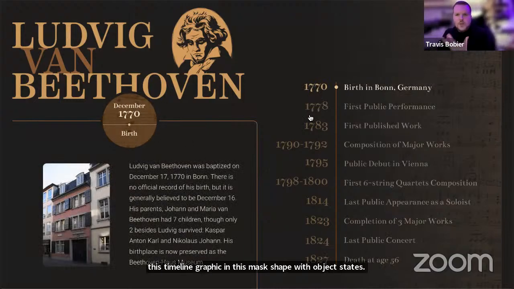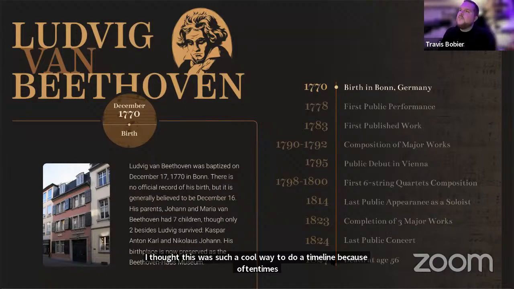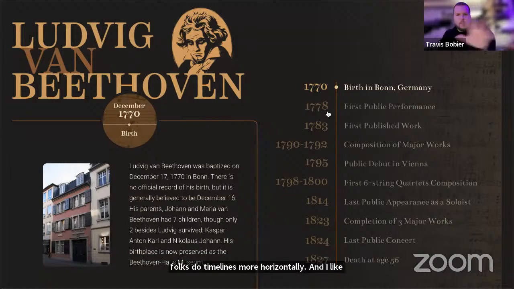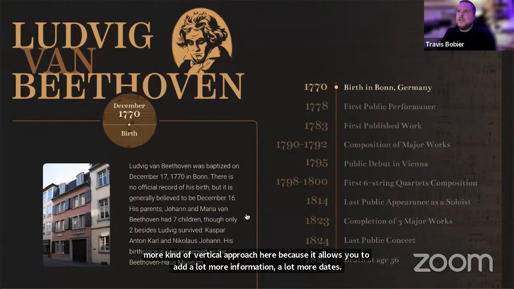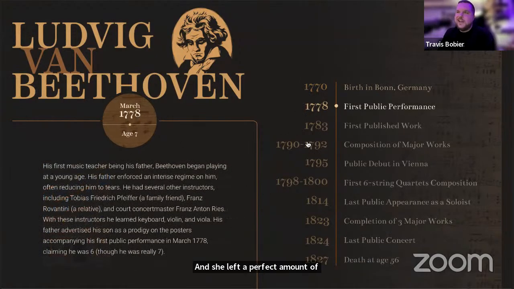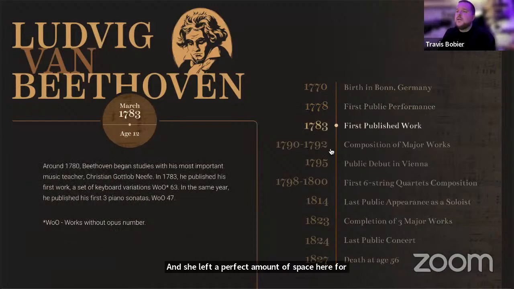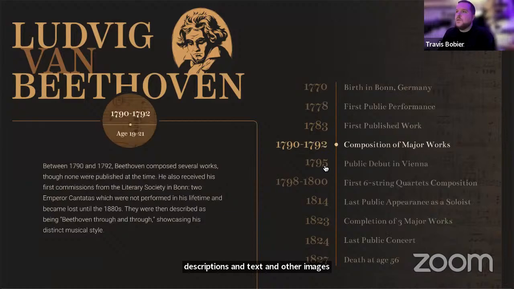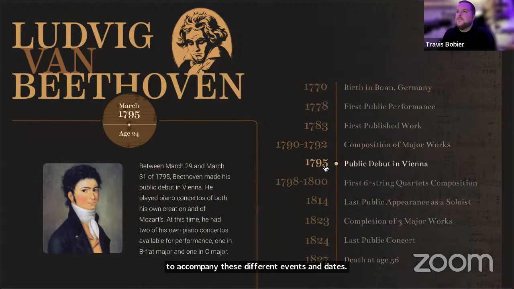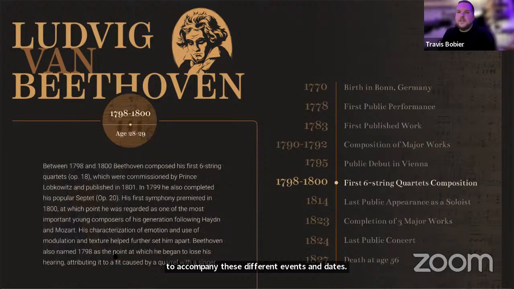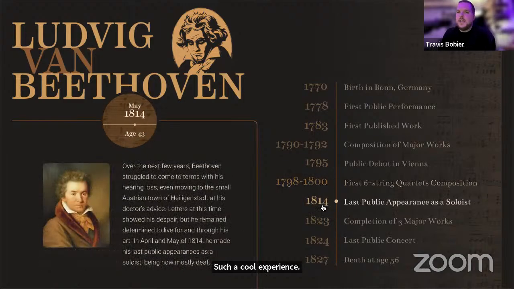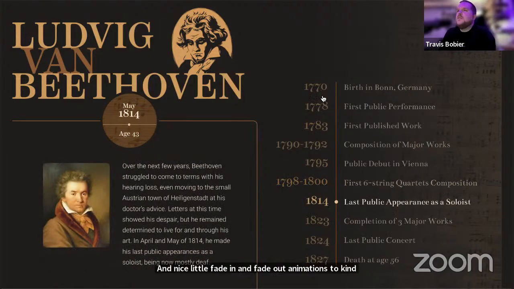But I thought this was such a cool way to do a timeline because oftentimes folks do timelines more horizontally. And I like the more kind of vertical approach here because it allows you to add a lot more information, a lot more dates. And she left a perfect amount of space here for descriptions and text and other images to accompany these different events and dates. Such a cool experience. And nice little fade in and fade out animations to kind of transition between the different events.